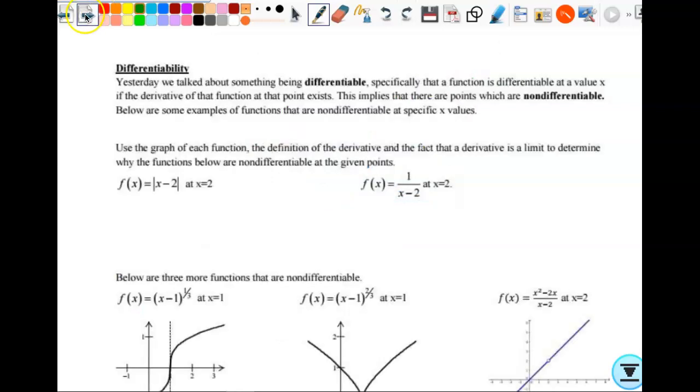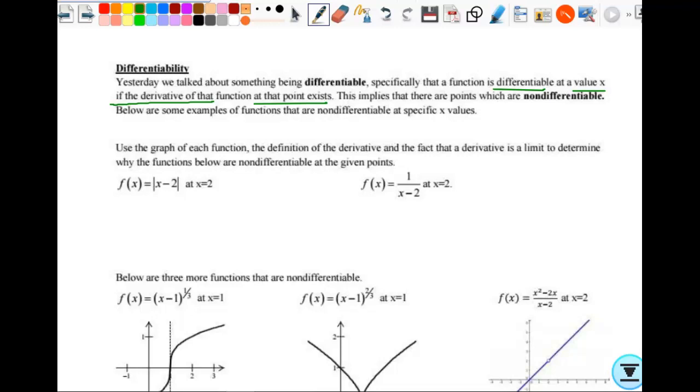Beautiful. All right, so flip it over. This kind of repeats the same thing. We talked about something being differentiable, a derivative, specifically that a function is differentiable at a value x if the derivative of that function at that point exists. If we can take the derivative, it's differentiable. This implies there are points which are non-differentiable, which is kind of what we just looked at. Some of this repeats a little bit.